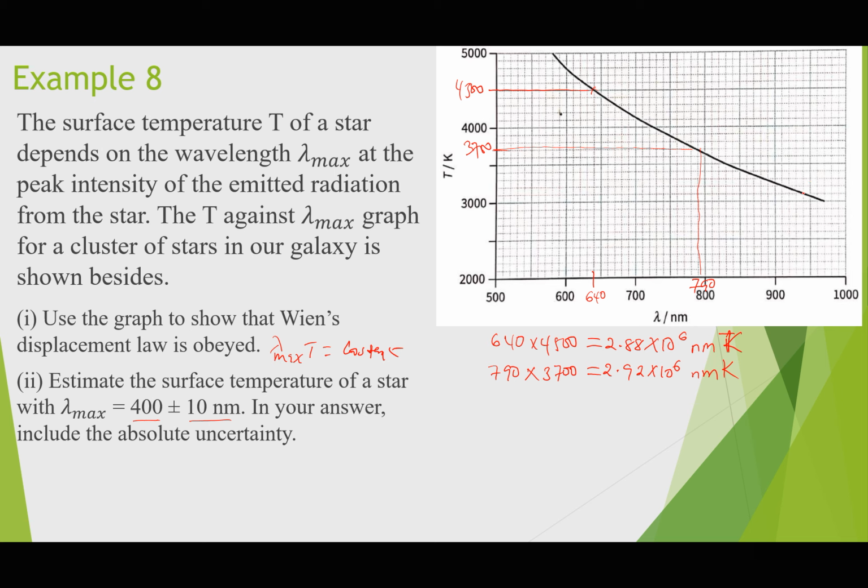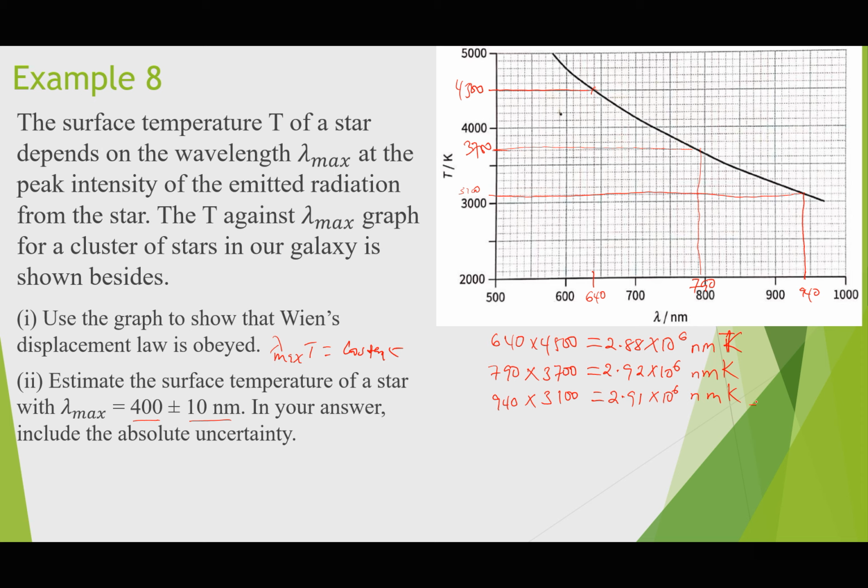I can check the third one. There's this point here. So this is 900 and I think this is 940, against 3,100. So 940 times 3,100. This is giving me 2.91 times 10 to the power of 6 nanometers Kelvin.